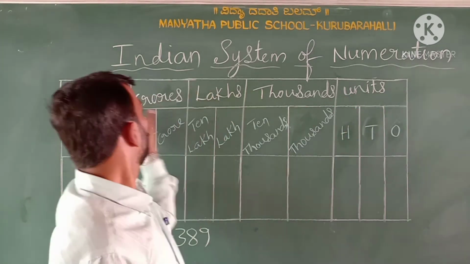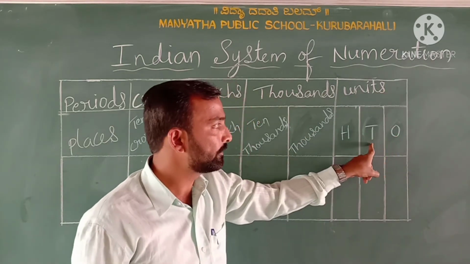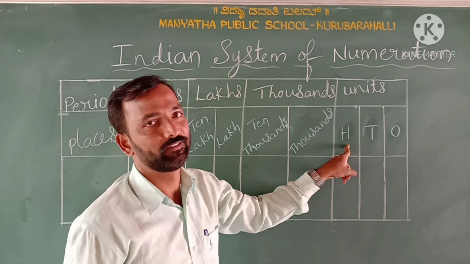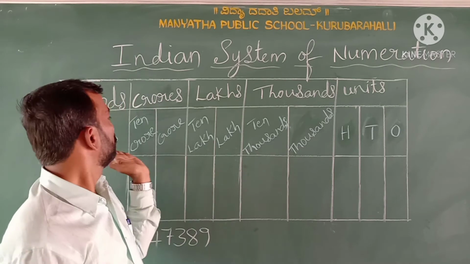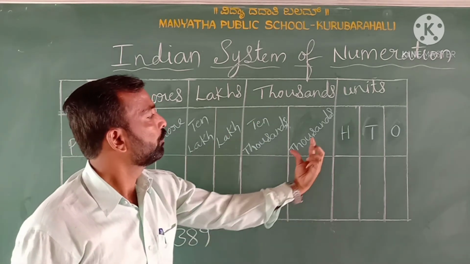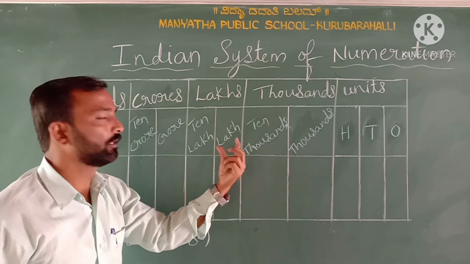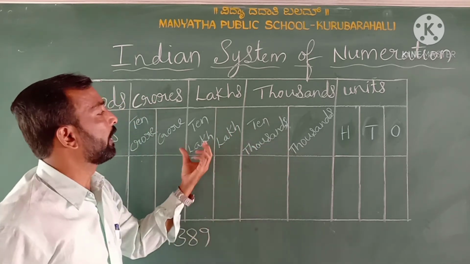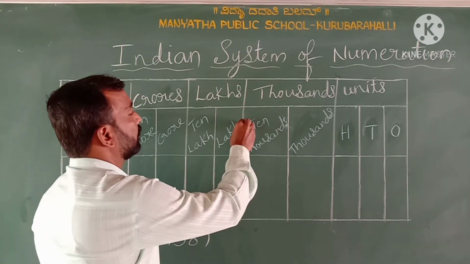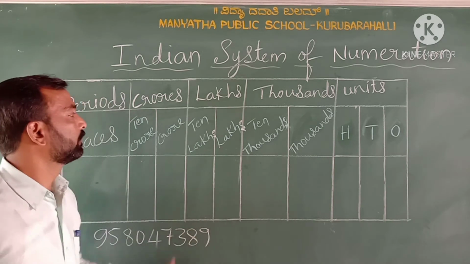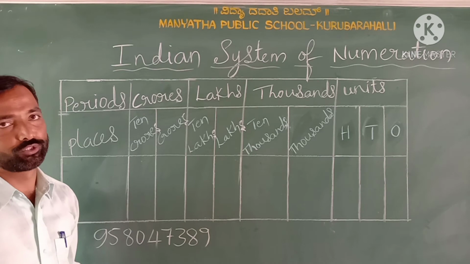The period units is divided into ones, tens and hundreds. Thousands is further divided into thousands and 10,000s. Then lakhs and 10 lakhs. Lakhs is again divided into what? Lakhs and 10 lakhs. Then crores and 10 crores.